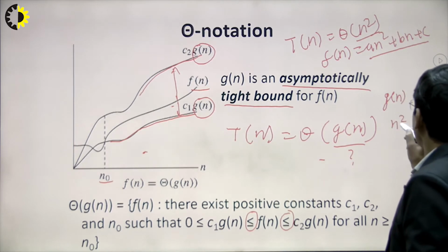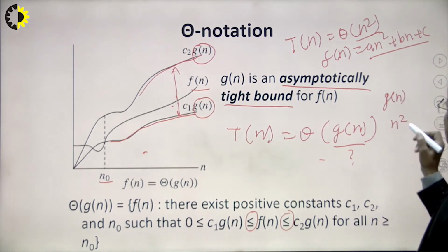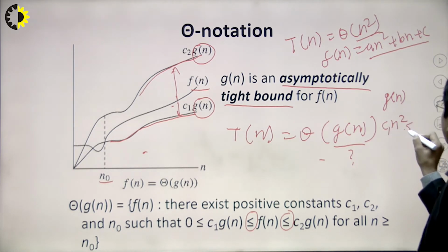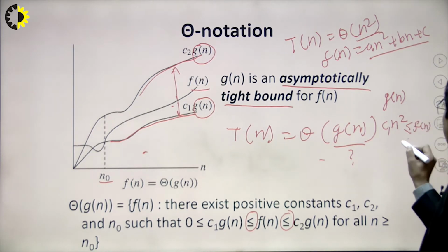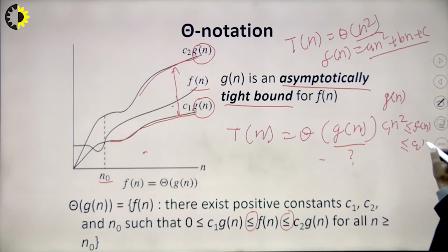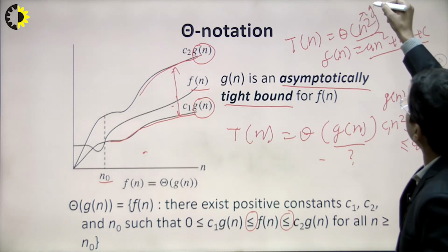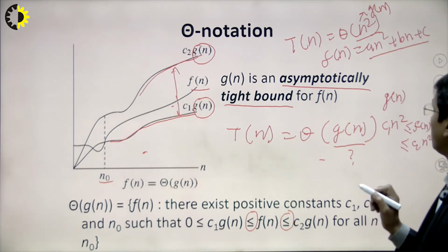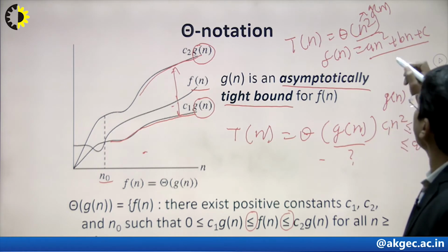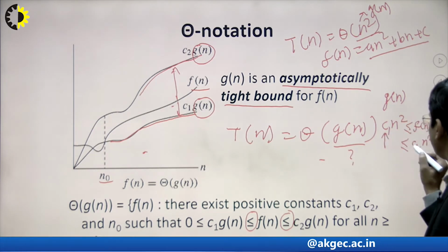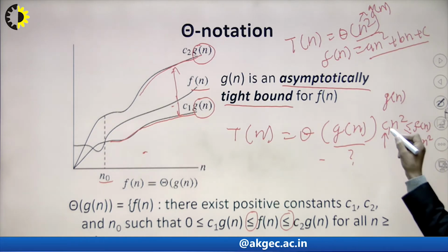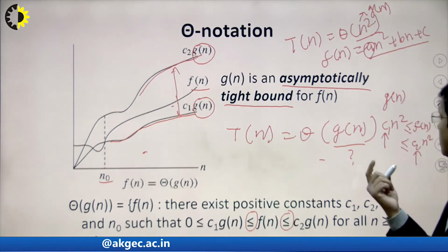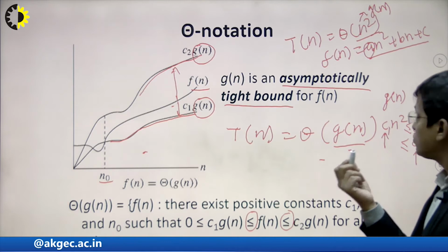So f of n lies between c1 times g of n, that is less than or equal to f of n, which is also less than or equal to c2 times g of n, that is n square. Basically this one is the g of n. Now we have to check whether these conditions work or not. Here we have a quadratic function, and this is equivalent. We only have to find the constant values, right? It may be some constant that lies between some minimum and maximum values, right?